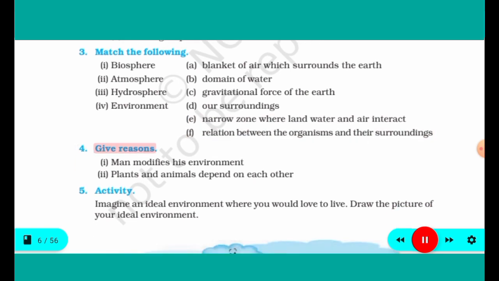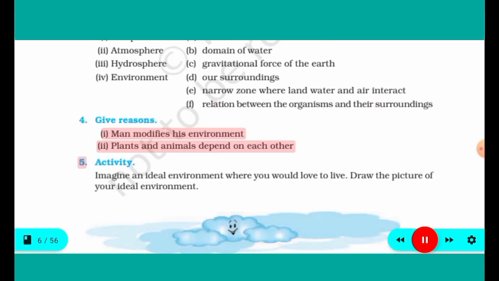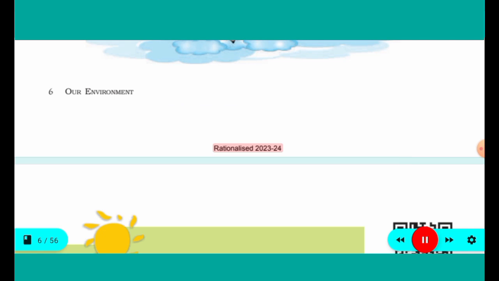4. Give reasons. I. Man modifies his environment. II. Plants and animals depend on each other.